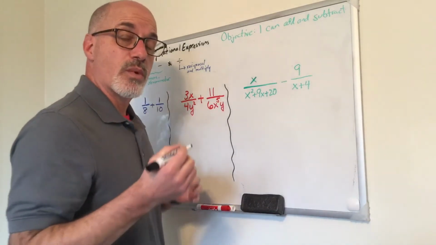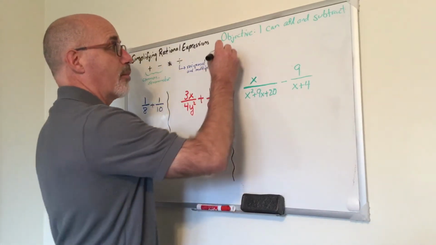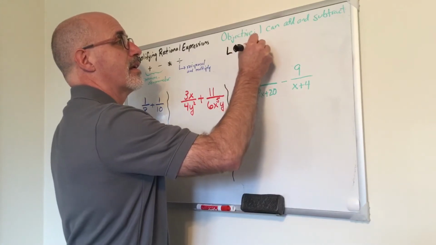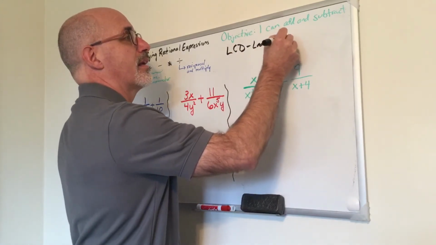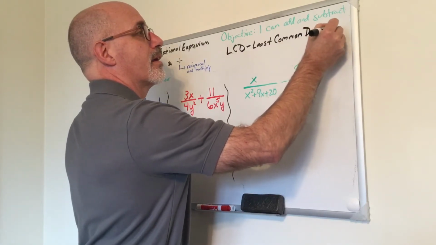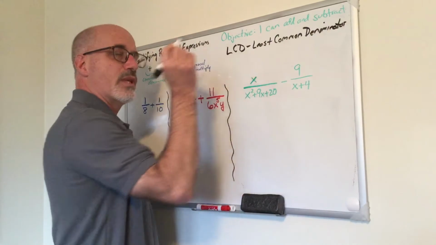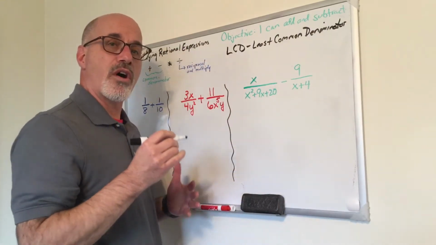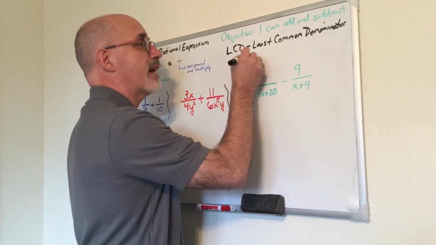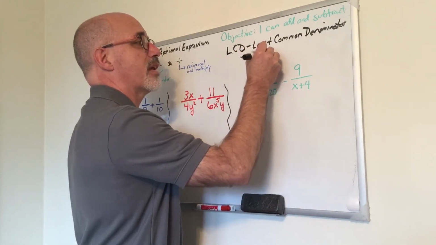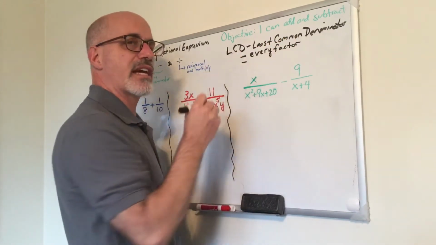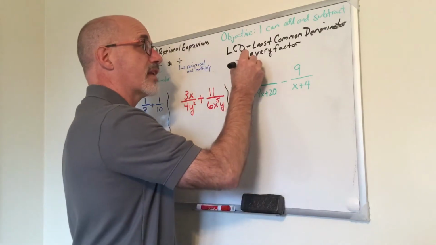When we do these, we want to get the least common denominator. We call that the LCD, least common denominator. And when we do that, we want to make sure we include all the factors in both denominators. Once we've factored each denominator, we take every factor that's involved, and then when we look at the exponents, we have to take the largest exponent.